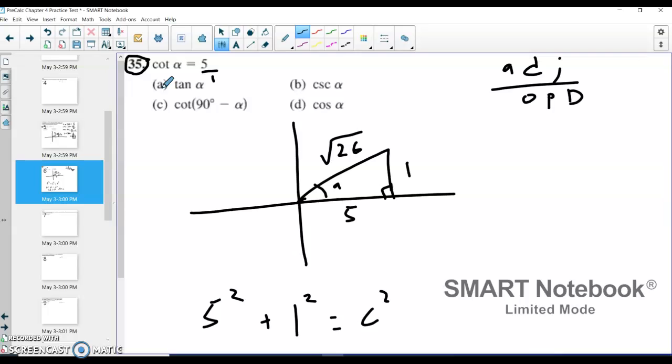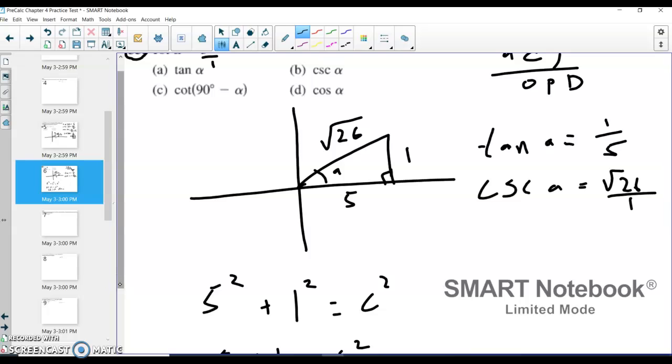So starting with the tangent of my angle A that I don't know what, doesn't matter. The tangent of A is opposite over adjacent, so that's 1/5, just the flip of cotangent. Cosecant of A, well, cosecant is the reciprocal of sine, and sine is opposite over hypotenuse, so cosecant is going to be hypotenuse over opposite, which is the square root of 26 over 1, or just the square root of 26.